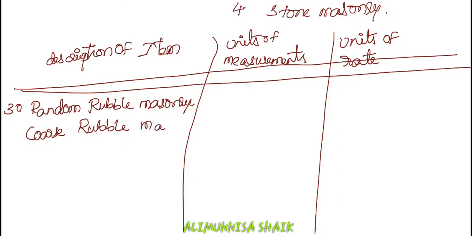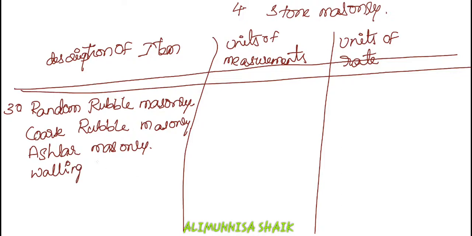Coarse rubble masonry. Ashlar masonry. In most of the cases we will be using this random rubble masonry while we are constructing. And the last one will be walling and arches. So this is the description of item we are having: random rubble masonry, coarse rubble masonry, Ashlar masonry, then walling and arches.